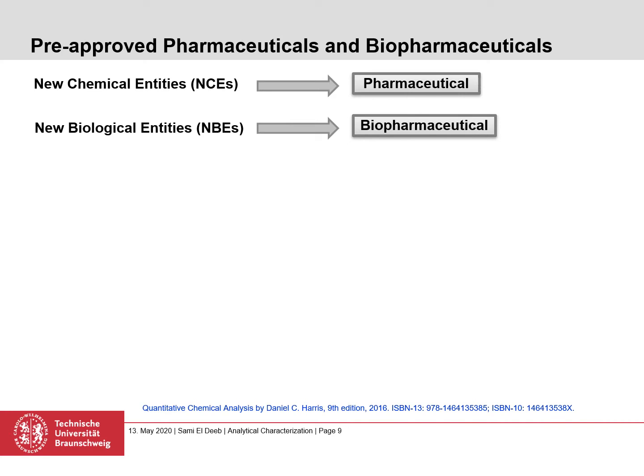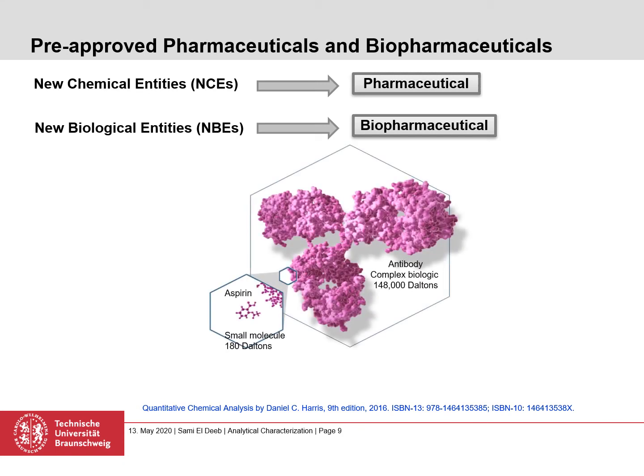Now, about scope of analysis. Here I would like to talk about pre-approved pharmaceuticals and biopharmaceuticals. Usually, the early discovery and development of a small drug molecule is referred to as new chemical entities, which can end up with a pharmaceutical, while the early discovery and development of a protein-based molecule is referred to as new biological entities, which can end up with a biopharmaceutical. And here you can see the difference between pharmaceuticals as aspirin and biopharmaceutical as a monoclonal antibody in terms of size.